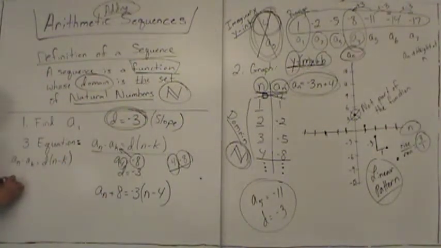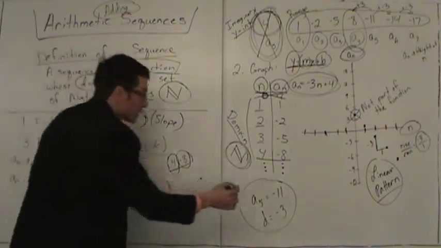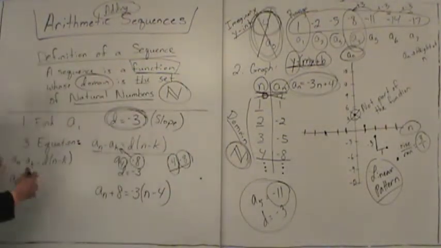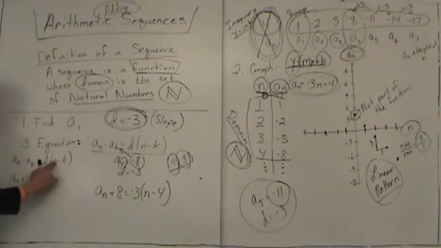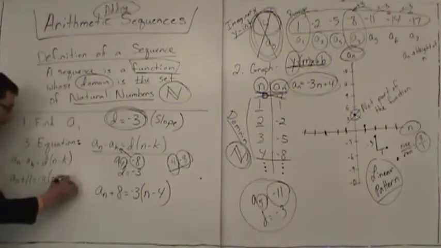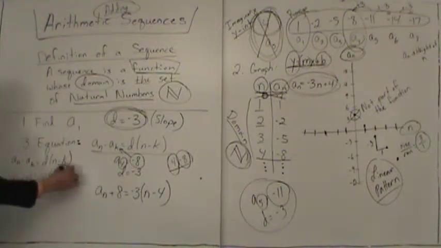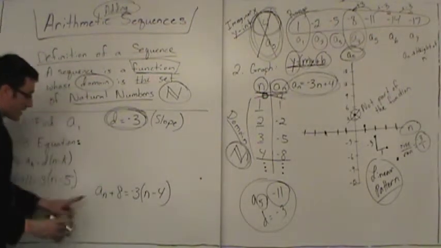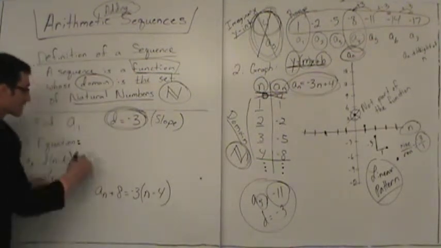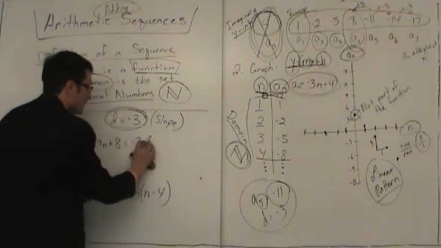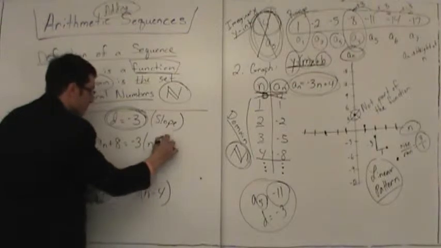Watch. So y is a sub n, then the opposite of the y value. Since our y value is negative 11, we're going to put in positive 11 equals. The common difference is negative 3, same thing as slope, so we put negative 3 times quantity, not x, but rather n, then the opposite of the n value. If we have an n value of 5, we put minus 5. So we have this equation. We also have the equation a sub n plus 8 equals negative 3 times quantity n minus 4.